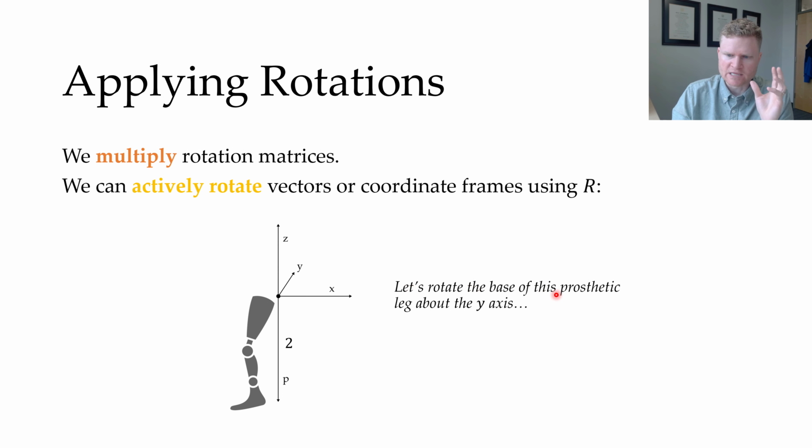Let's say we want to rotate the base of this prosthetic leg around the y-axis. Here, this is a great chance to reinforce your right-handed rule. The x-axis going to the right, the y-axis going into the board, and the z-axis going up. Yes, this is a valid rotation matrix. The base of the coordinate frame is at this origin, and then the foot is down here at point P. It's 2 units down along the z-axis. And I want to rotate this whole thing around the y-axis.